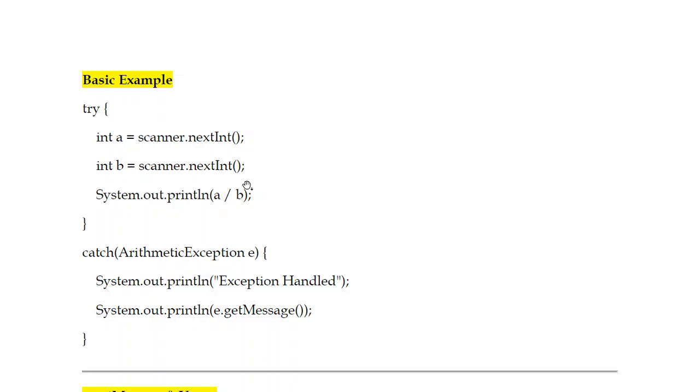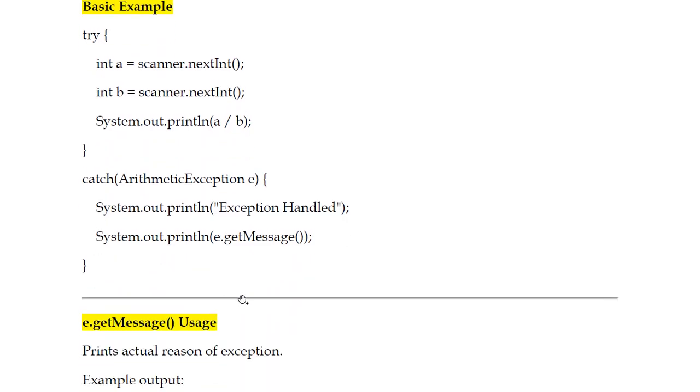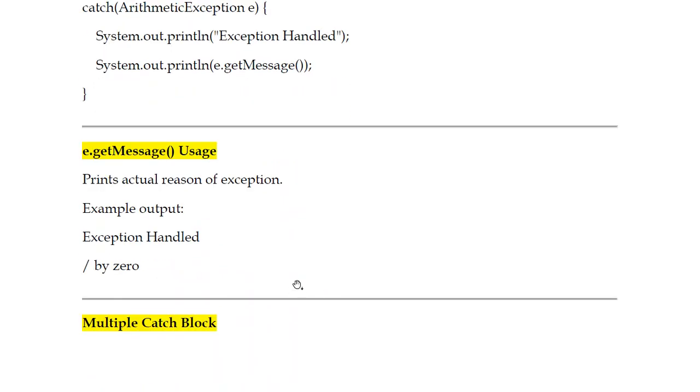So what type of exception are you expecting? Give the exception in the catch block parameter. Inside this parenthesis, give that: arithmetic exception means arithmetic exception, null pointer means null pointer. Okay. Next, I'll discuss what's the usage of e.getMessage.